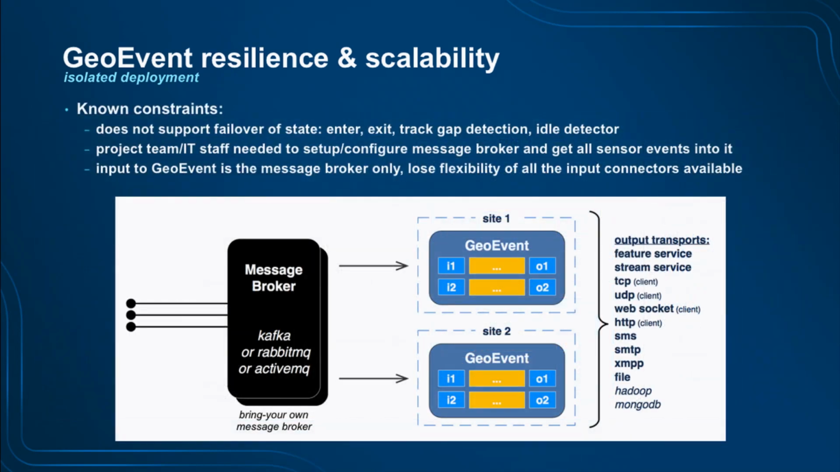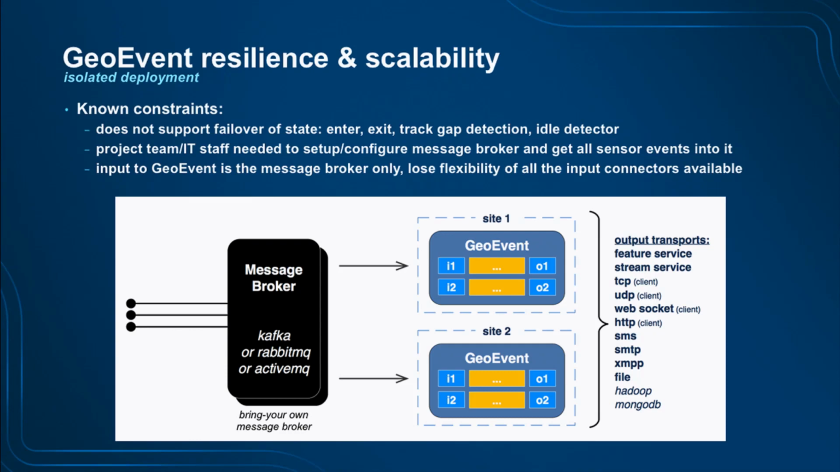So there's a couple known constraints with this option. The first is it doesn't really support the failover of state. We can support state inside of these independent GeoEvent servers as long as the message broker is configured such that all the same tracks go to the same machines all the time. But what's not supported is if GeoEvent machine 1 died and it had its state of what happened previously. If it died, then those events that used to go to it are going to go to another machine, and that machine is going to have to rebuild all that state. So there's a point in time where we might not detect an enter condition or something of that nature because we didn't have the history to detect those things. So that's a known constraint of this.